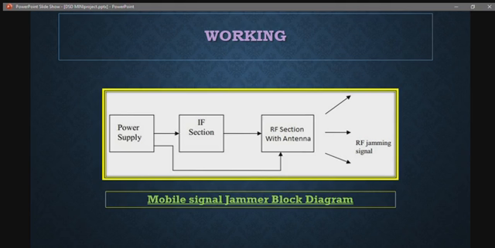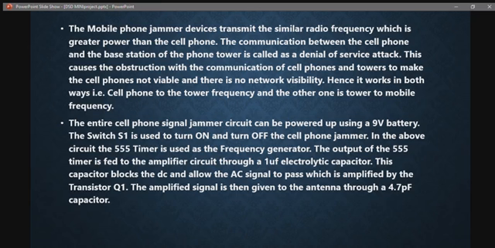Let's see how the mobile signal jammer system works. The power is supplied to the IF section and also to the RF section. The IF section is the intermediate frequency section and the RF section is the radio frequency section. The RF section is with the antenna, where the radio frequency jamming signals are emitted. The mobile jammer device transmits a similar radio frequency with greater power than the cell phone. The interruption of communication between the cell phone and the base station by this power is called a denial of service attack.